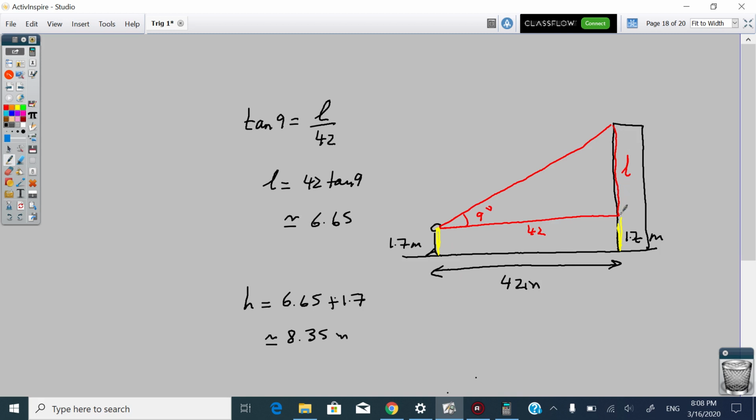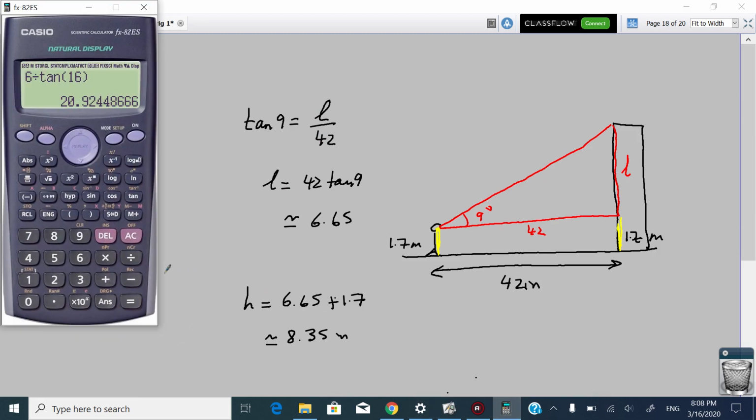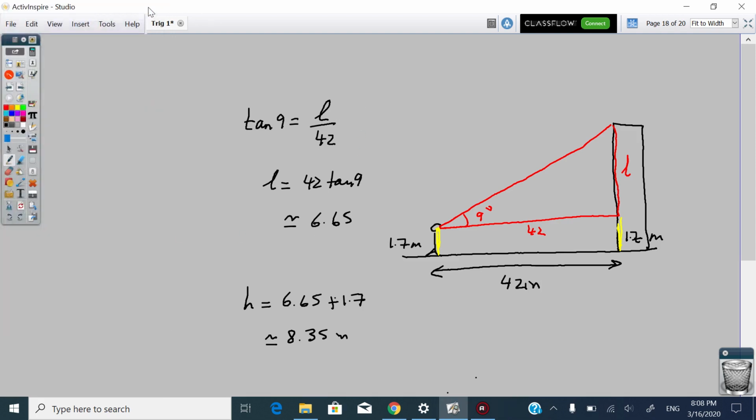So if we think of the right angle triangle, it's here, the red one. If this is the angle 9, this is the opposite, and this is the adjacent, so tan 9 equals L over 42, and by cross multiplication we find that L is 6.75. Let's do that together. 42 tan 9, 6.65 to 3 significant figures, and the answer is in meters, of course.